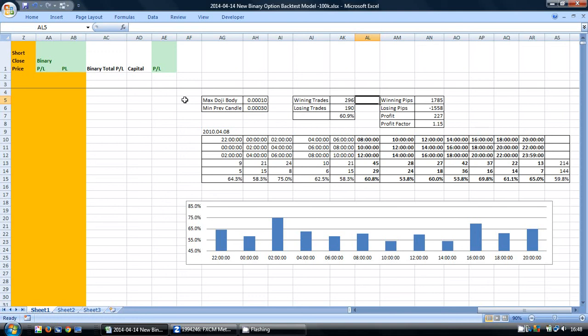We could also look at the colour of the body. Most of these dojis don't end on exactly the same number of pips, so maybe we could have a green or a red doji would be more or less profitable. We can easily test to find out. We haven't looked at wicks. We haven't looked at whether or not if we have a wick in the direction of the trade, or in fact the previous direction, whether or not this could affect the strategy's profitability.